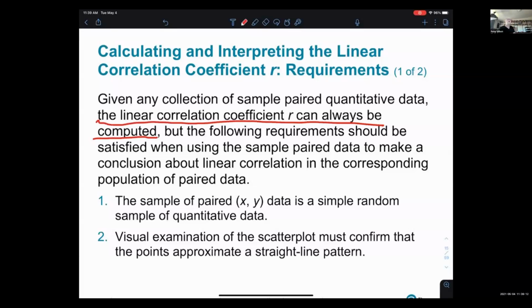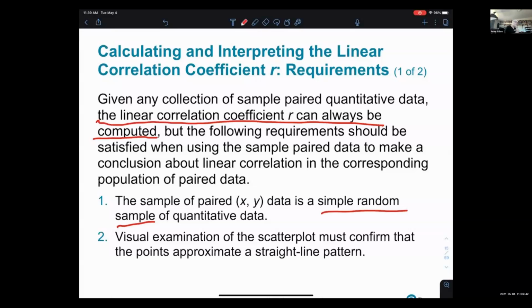So the following requirements should be satisfied when using sample paired data to make a conclusion about a linear correlation in the corresponding population. So to draw a conclusion about the population from your sample, fulfill these requirements. Number one, as usual, we need to have a simple random sample. Otherwise, if the data was biased in its collection, then the results will be biased as well.